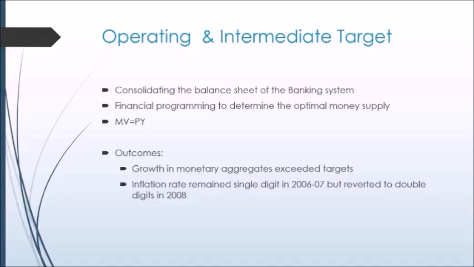In order to set an operating and intermediate target, a consolidated balance sheet of the banking system is obtained. Then, financial programming is used to determine the optimal supply of money according to the predetermined ultimate targets. The underlying premise is the quantity theory of money, that is MV equals PY. The outcomes of this framework were mixed. Growth in monetary aggregates was substantially better than the target in most of the years. The inflation rate outcome was single digits for 2006 and 2007, but reverted back to double-digit figures in 2008 due to global food shortages and the financial crisis.